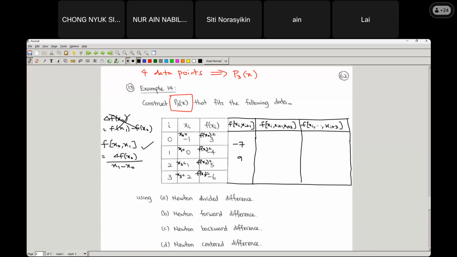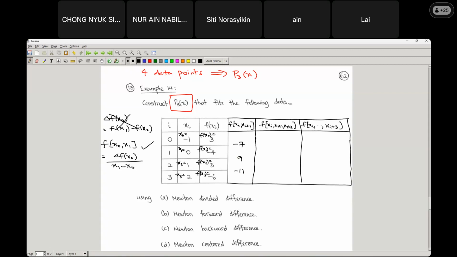Okay, and the next one is we take f(x3) minus f(x2) divided by x3 minus x2. So I get the answer is -11, right at the center. In between these two, we have -7. In between these two, we have 9. In between these two, we have -11.